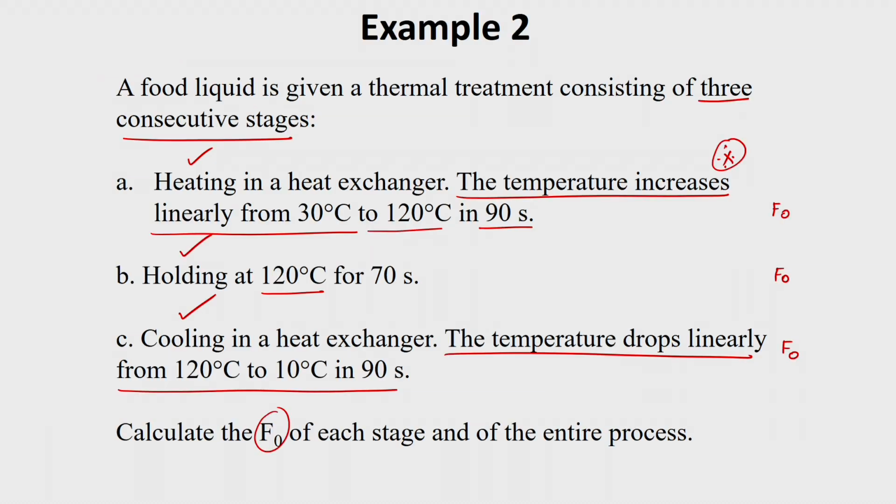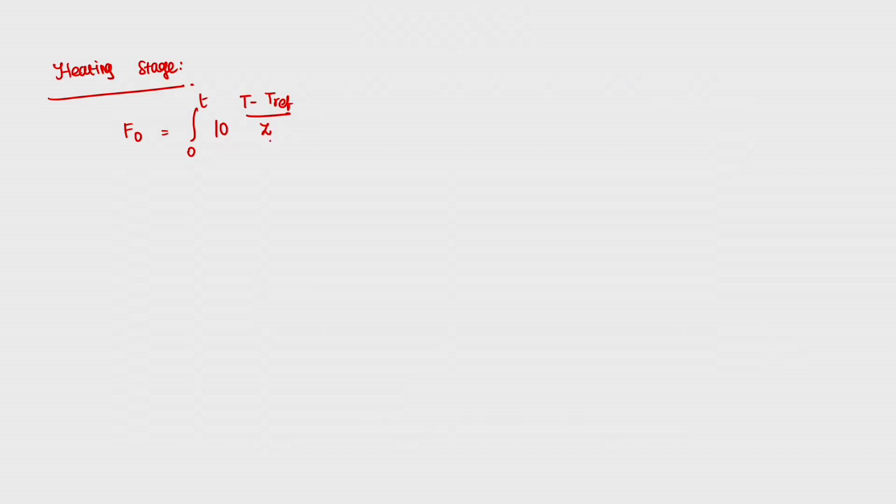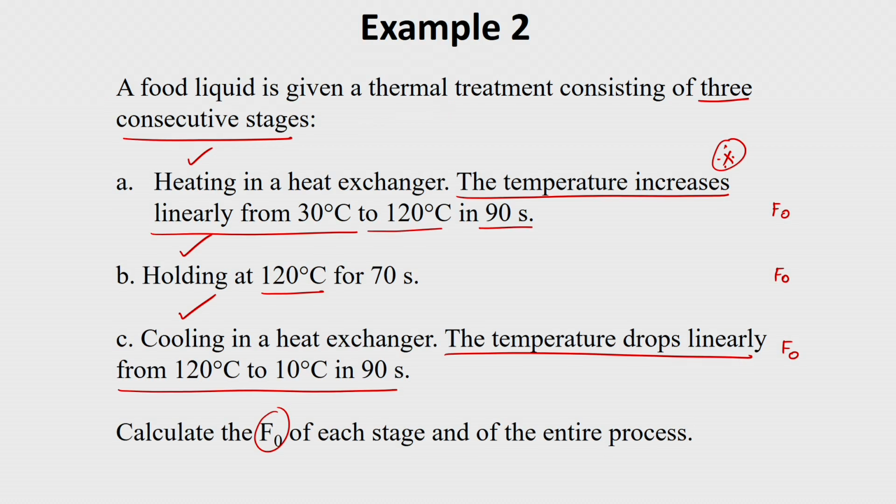The F naught formula we are now familiar with: integral from 0 to t of 10 to the power of (T minus T reference) upon Z, dt. There is no information about the reference temperature and Z, so our default reference of 121 degrees centigrade and Z value of 10 degrees centigrade we will take. This is for Clostridium botulinum. One more thing: here T is a function of t. It is told in the problem that it is heated from 30 to 120 linearly.